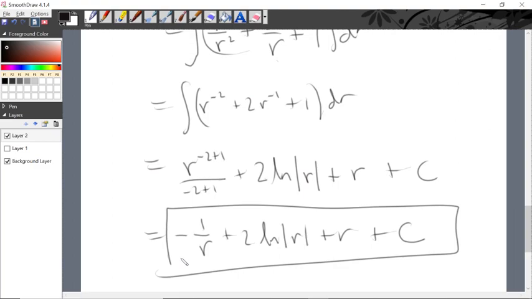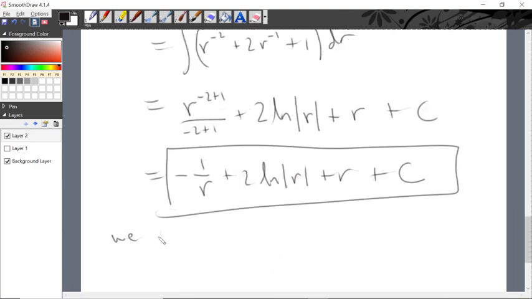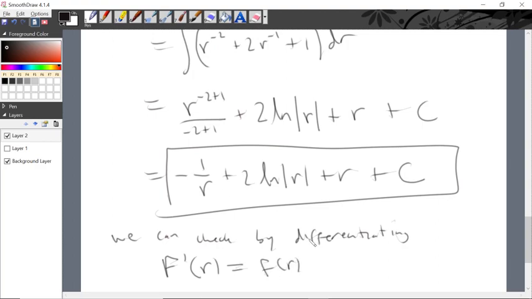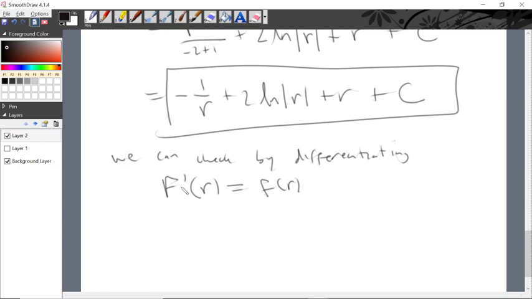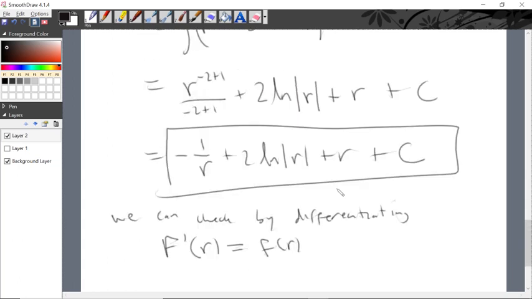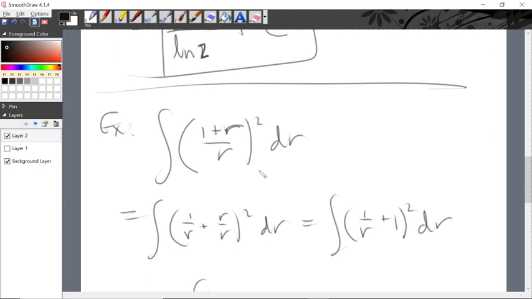And we can of course check. How can we check our answer? We can check by differentiating our function here. We should see that big F prime of r, the derivative of this, is equal to little f of r, which was the integrand. So the derivative of our result should equal the original integrand. Okay, we'd have to reverse our algebraic simplification techniques as well in order to demonstrate that that's so.